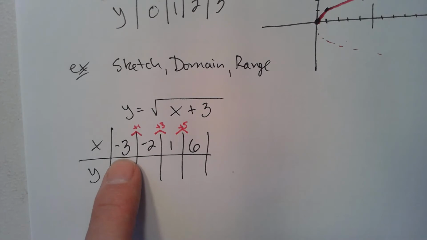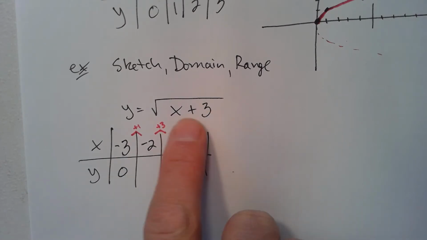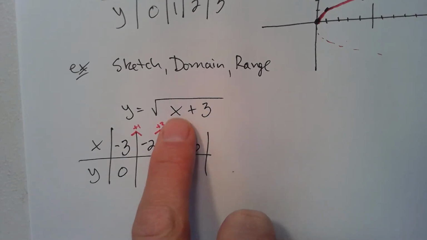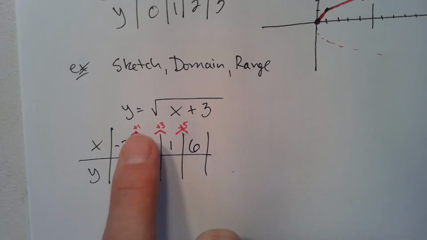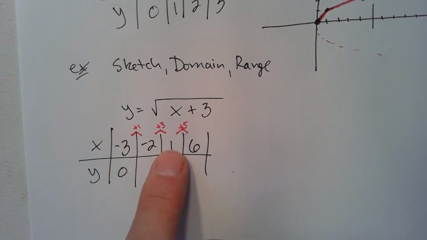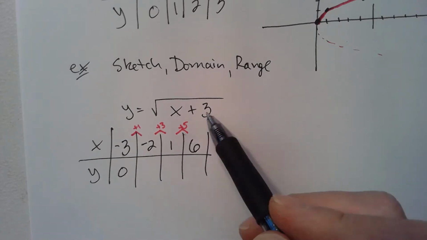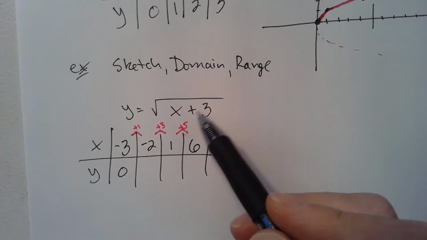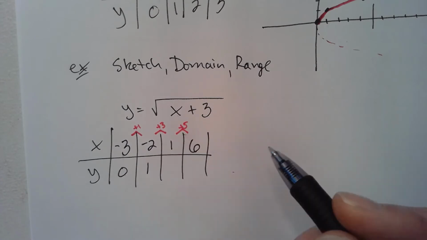So this -3 is where we start, whatever makes the inside 0. -3 plus 3 is 0. Then I go up 1, up 3, up 5. So now we're set. If I plug -2 into my equation, -2 plus 3 is 1.